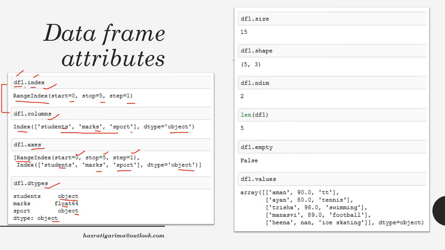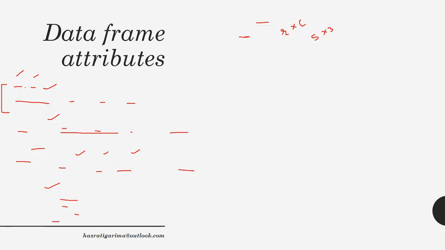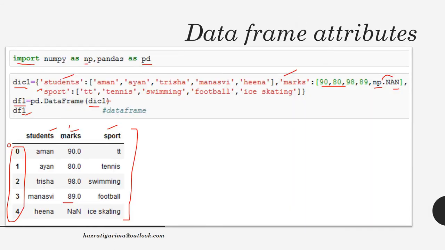Now moving further, we have size, df1.size. I already told you that size gives us the total number of elements in the data frame. How can we calculate the total number of elements? By a simple method we can say rows into columns. If I do rows into columns, then I will get the total number of elements. How many rows do we have? 5, as the index goes from 0 to 4. And how many columns? 3 columns. So 5 into 3 is equal to 15. You can count it over here. We have 15 data values in the data frame.